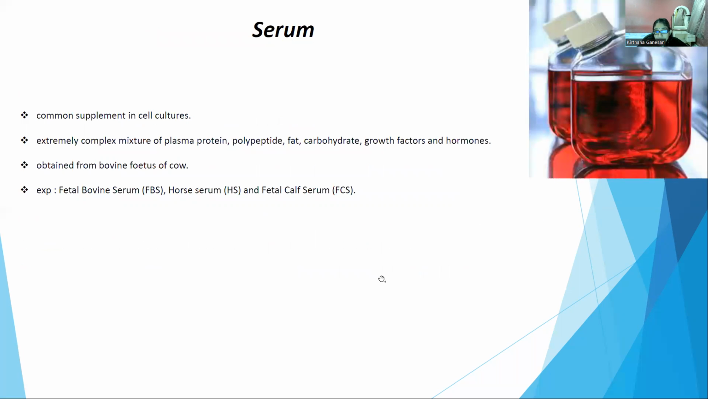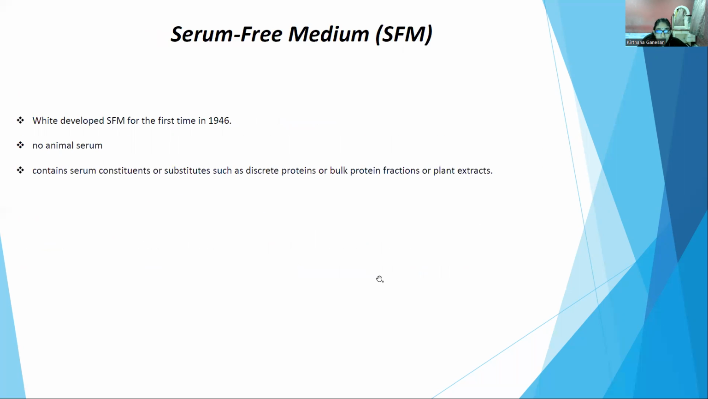So what is serum? Serum is basically the common supplement in cell cultures. It is an extremely complex mixture of plasma protein, polypeptide, fat, carbohydrate, growth factors, and also hormones. It is obtained from the bovine fetuses of cow. For example, fetal bovine serum, horse serum, and also fetal calf serum.